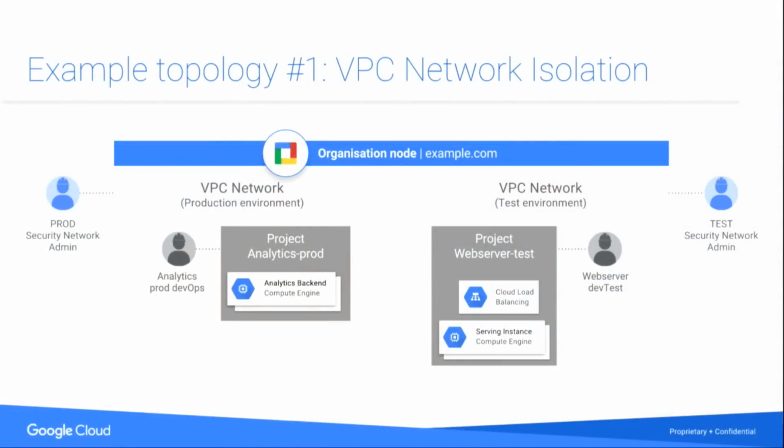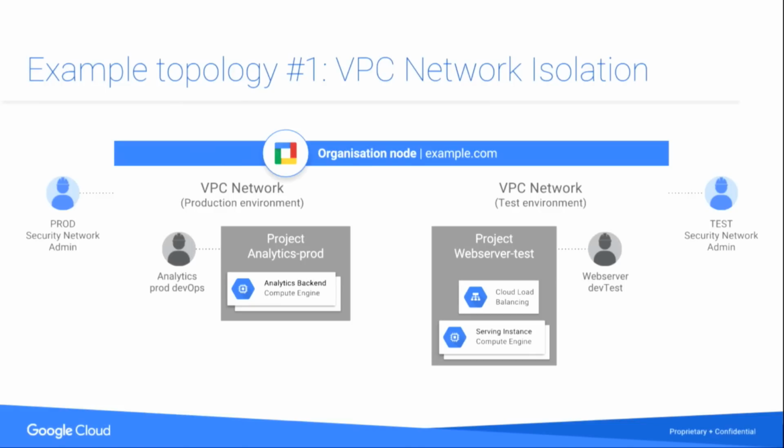But to make things a little bit more real, I'd just like to go through this example topology of a basic VPC, in which there are two projects here. You can see on the left here, we've got an analytics project, which is a production project, which might be managed by a particular DevOps person. On the right side, you see a test environment, which has a web server, which contains a load balancer and maybe some servers, but that's managed by a separate administrator.